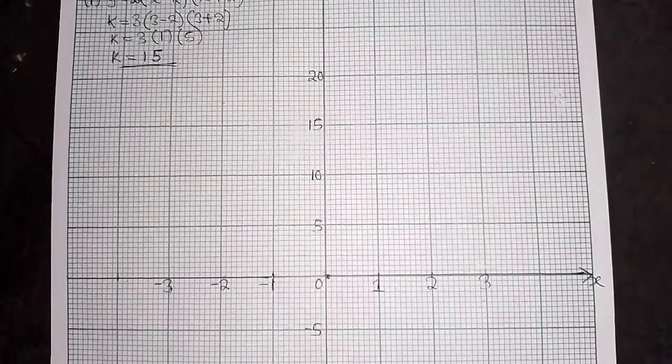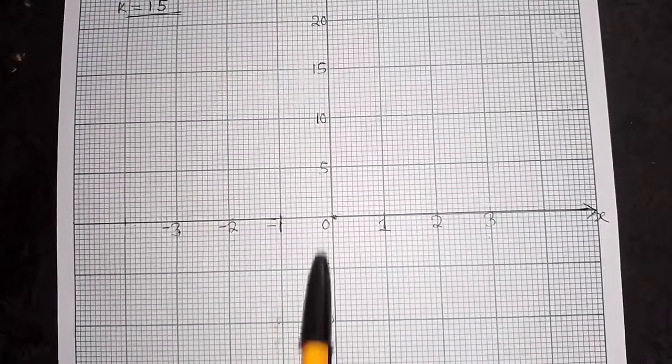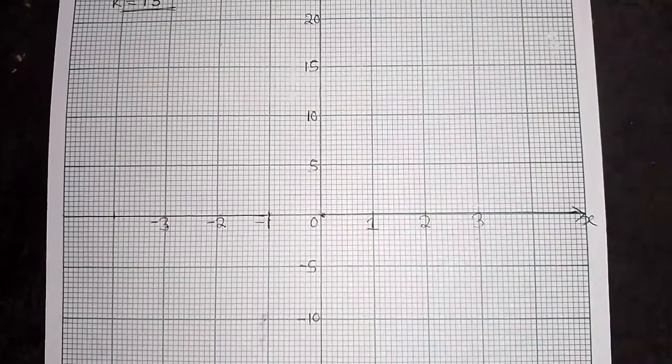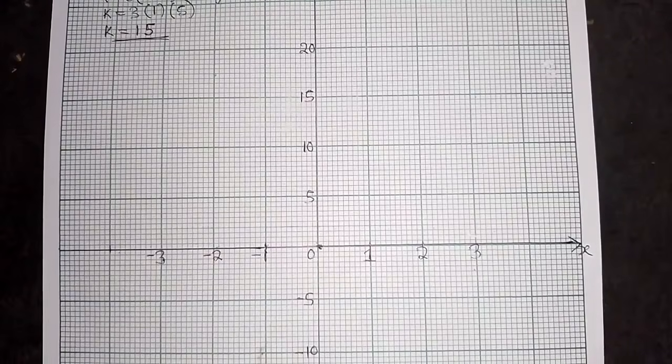Have you seen? So here you know that we've got negatives. Even here, on the y-axis, we've got negatives. This is what you are supposed to do. Cut your graph into 2 parts. Have you seen? So make sure you do this. This is what you are supposed to do.